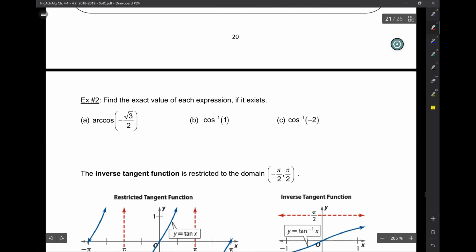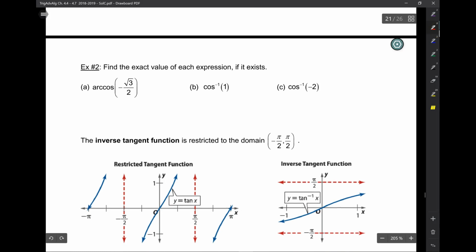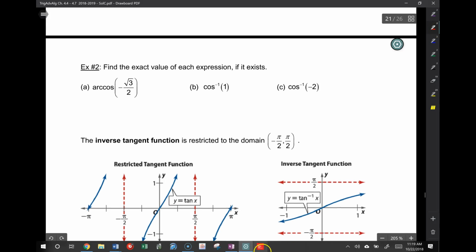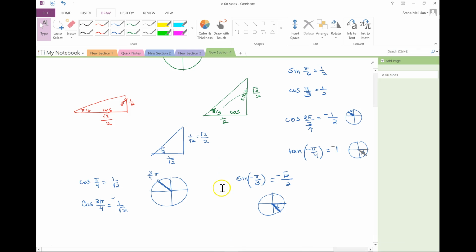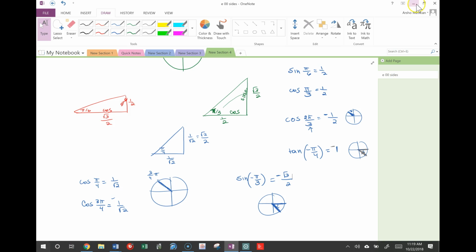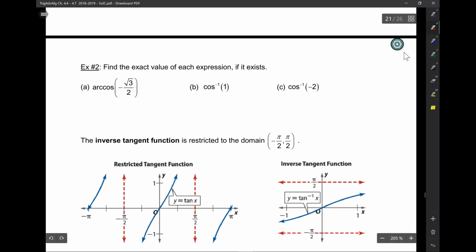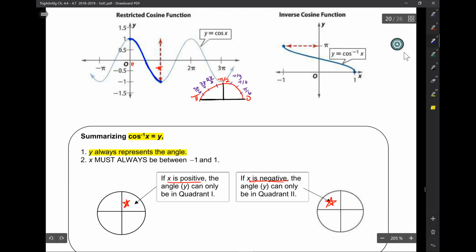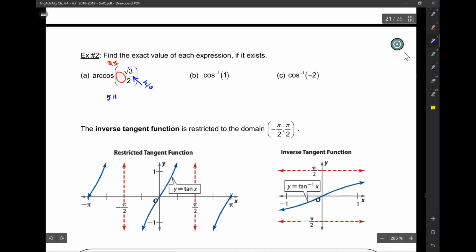So let's do some examples, shall we? Inverse cosine of negative root 3 over 2. So look here. When do I get cosine root 3 over 2? Oh, when it's pi over 6. Now it's negative, meaning it's quadrant 2. The root 3 over 2 is for the pi over 6's. So now let's put it together. In that second quadrant, which one corresponds to pi over 6? It's 5 pi over 6. So here we're going to have 5 pi over 6.